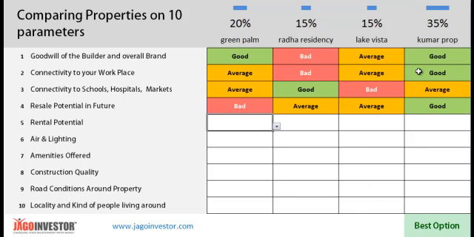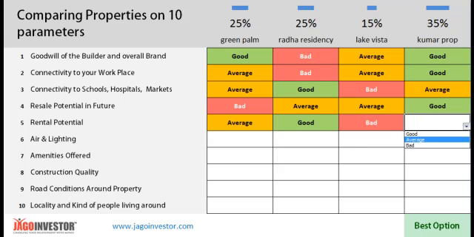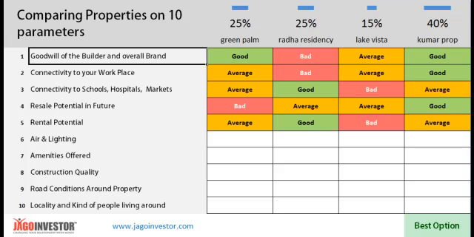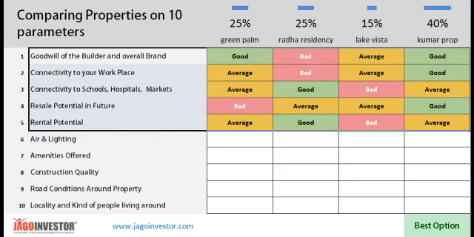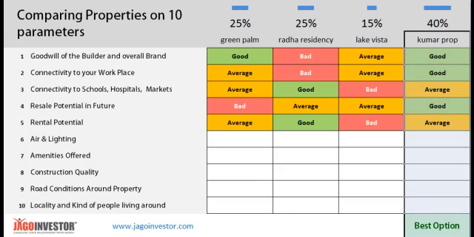How good is that property to rent out to someone? Will you get customers for rental? So let's say this one is average, this one is good, this one is bad, this one is average. So constantly you can see that once we compare these 4 properties on these 5 parameters, till now you can see that this looks like the best option.